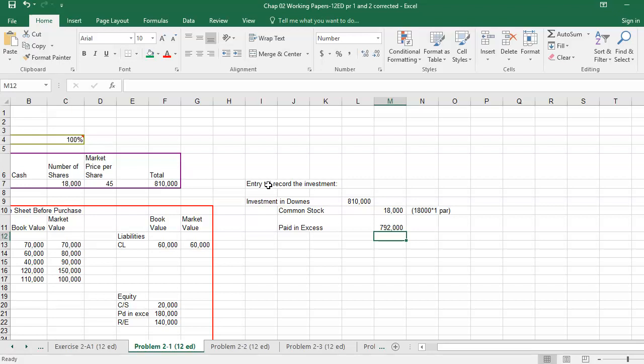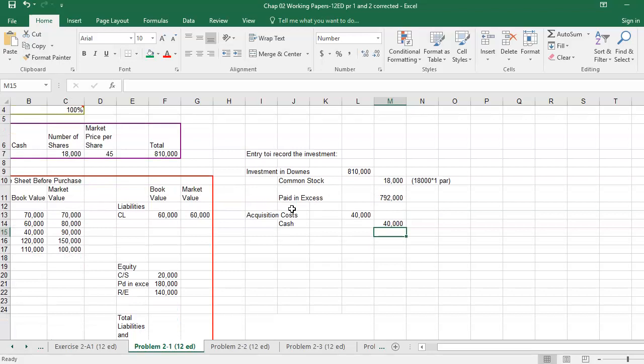Then they also had to pay $40,000 in acquisition cost. So that's going to be acquisition costs and cash. Okay, so that's part one, and we did part two.